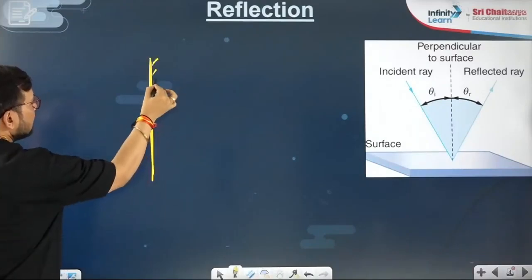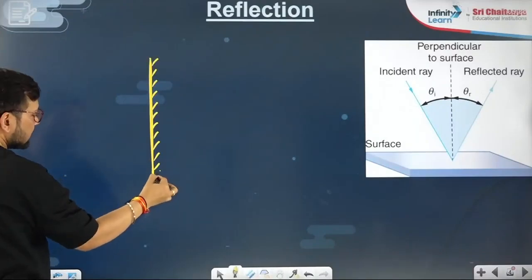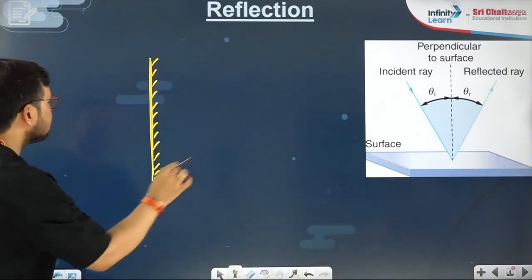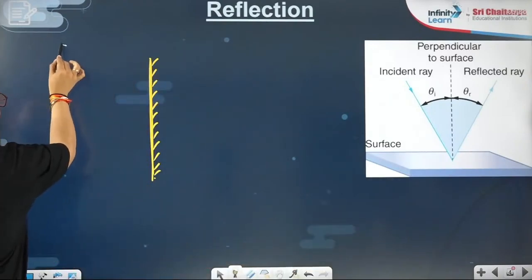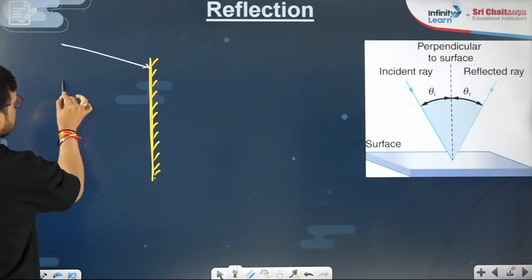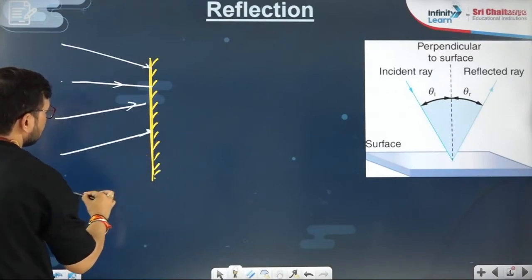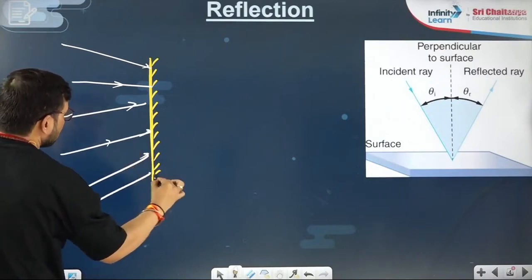This is a plane mirror. All of you concentrate on it, because this is the question you guys have to solve. Please have a look. Light rays are going like this. Light rays are incident. These are the way light rays are falling on it.